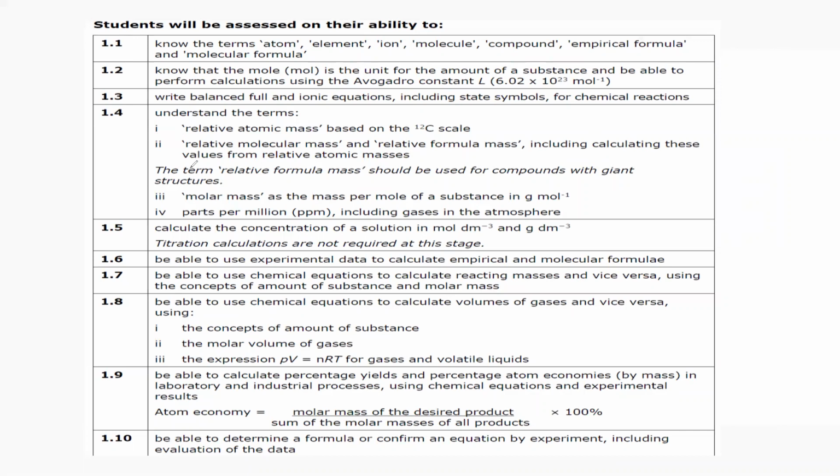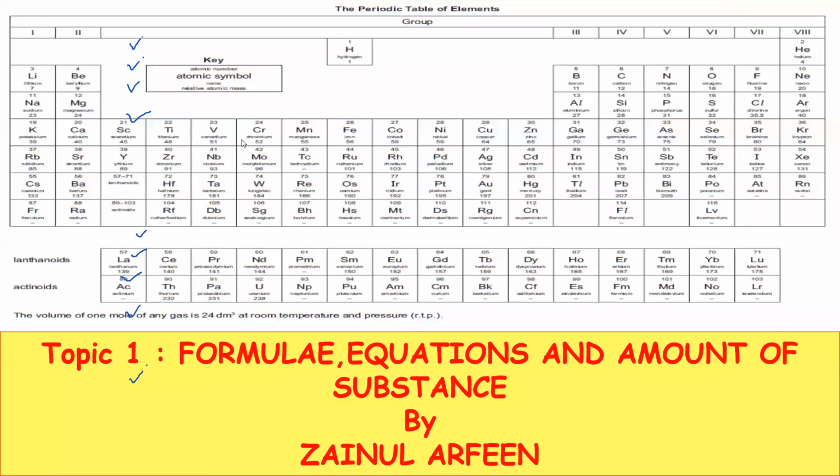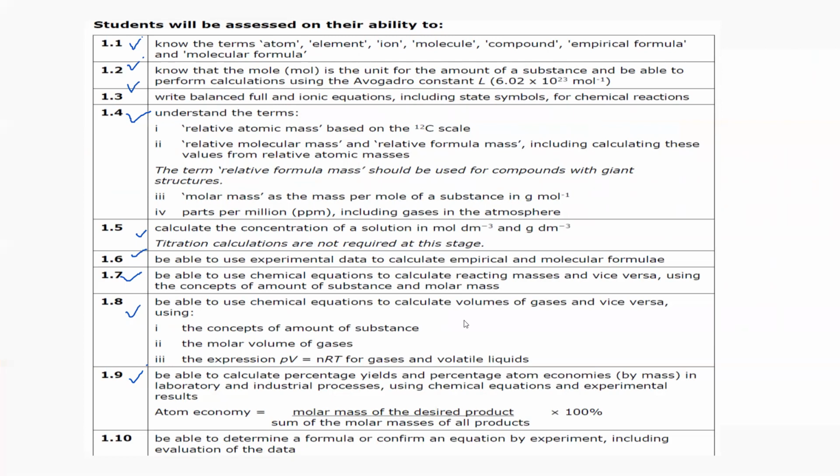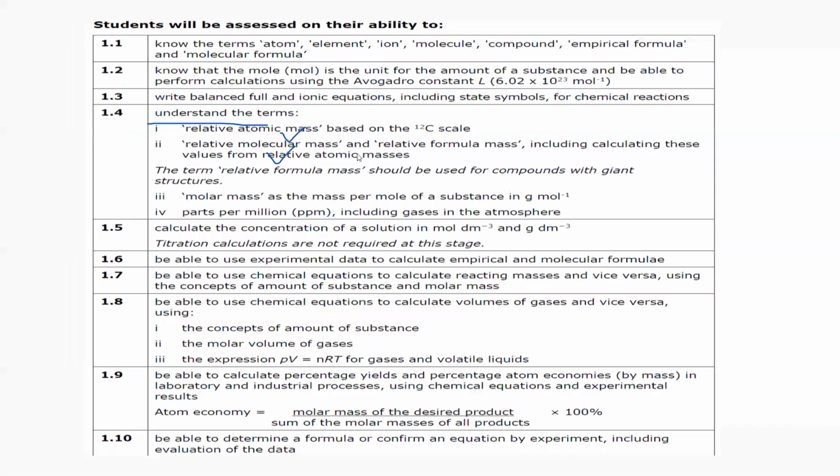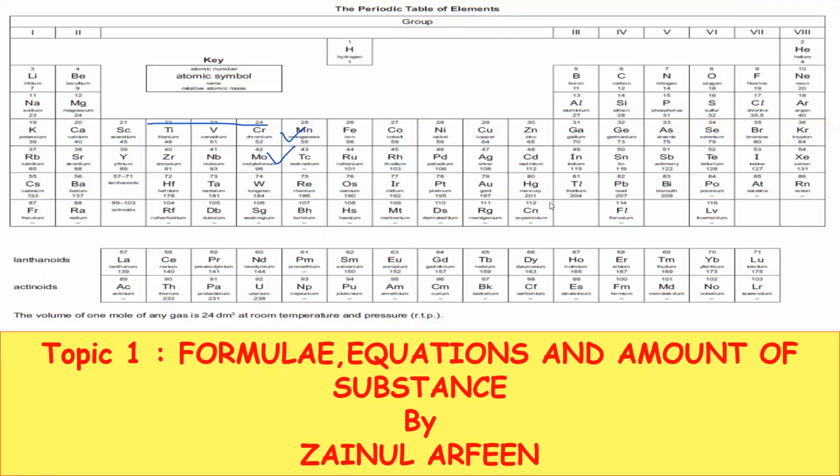So what we did today: we already finished 1.1, 1.2, 1.3, and 1.4 is done, 1.5 is done, then 1.6 we did in the last session, 1.7 calculating moles and mass, that is the general gas equation, is done, and atom economy we did today. And then typical reactions of acids are done. The term precipitation reaction is also done. Displacement reaction we'll do in the next session, and we'll complete topic one, which is about formulas, equations, and amount of substance.